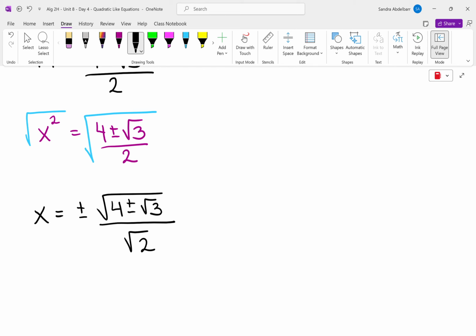First thing, you are allowed to have a radical under a radical. We're fine leaving that. Are we allowed to have a radical in the denominator? No. So what I need to do is rationalize. So I'm going to multiply by root 2, top and bottom.